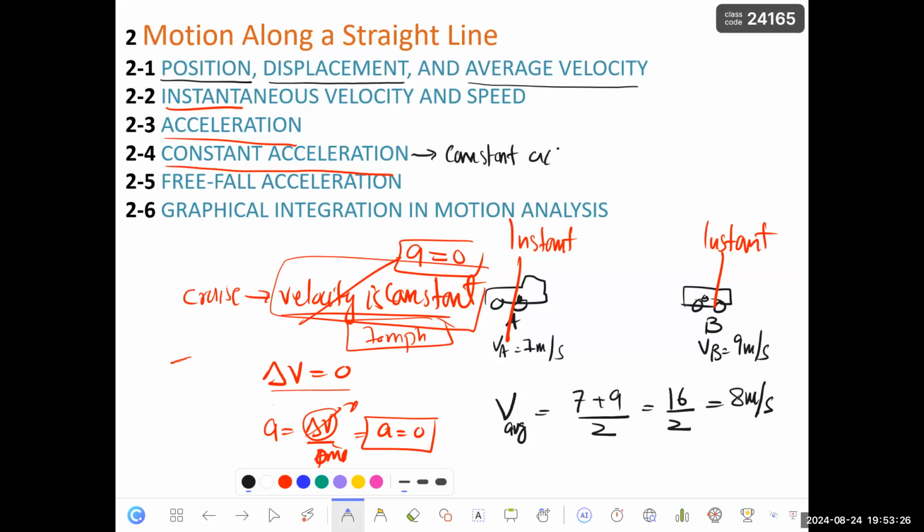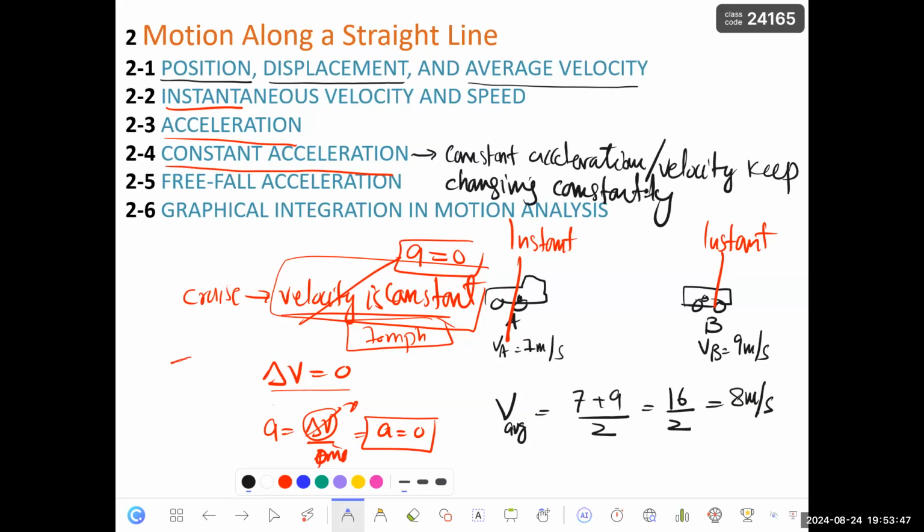And constant acceleration means the velocity keeps changing constantly. Actually, I'm going to say the velocity keeps increasing or decreasing constantly, because changing means increase or decrease. And we're going to talk about free fall motion. Free fall means if something is dropped, dropping towards the earth, we consider it free fall.